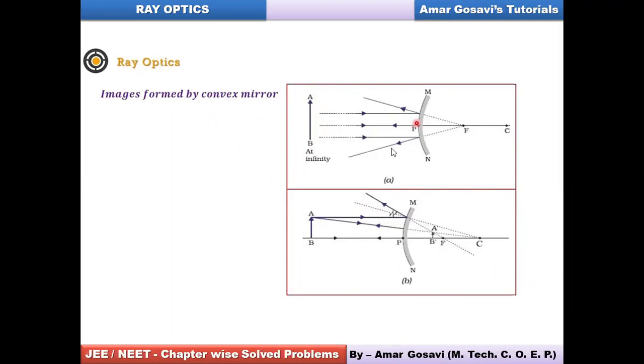Same thing happens with the bottommost ray also. You can see you can just extend the reflection segment backwards and you will get the point focus. So if the object is at infinity, obviously the image will be formed at focus. This is possible for convex mirror, or we also call such mirror as diverging type of mirror. So wherever these rays meet, image will be formed. This is one thing to be noted.